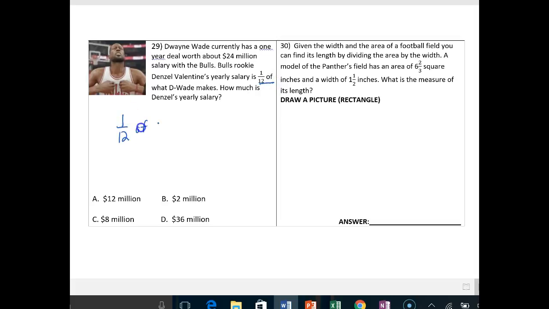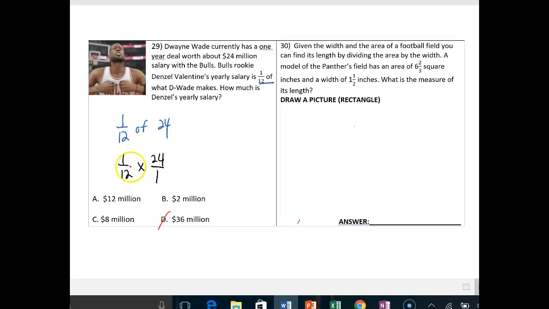1/12 of 24. Really, we can translate that to 1/12 times 24, and we know that's 24 over 1. To make a whole number a fraction, just put it over 1. How much is Denzel's yearly salary? Well, first of all, we know, hey, he's a rookie. It's got to be way less than 24 million. So anything bigger than 24 million, see you later. So 36 million should have been out the window.